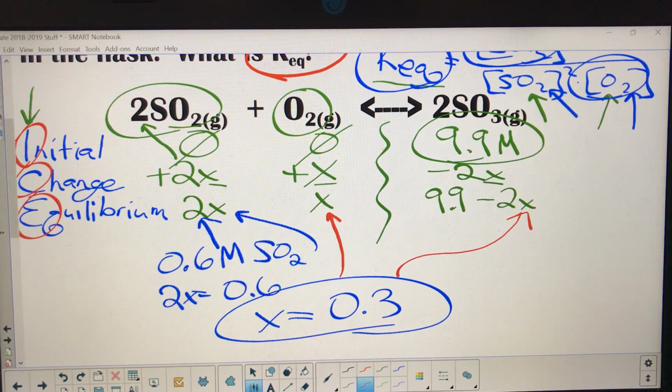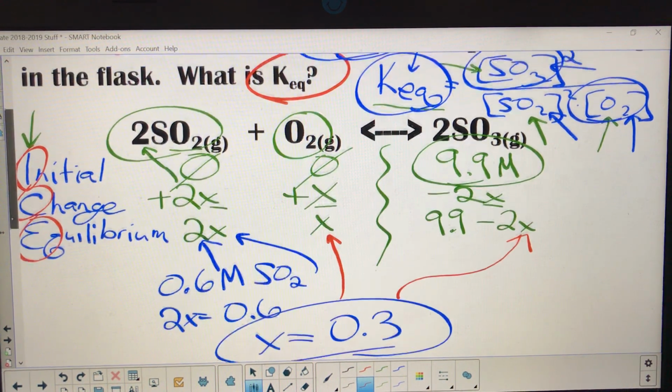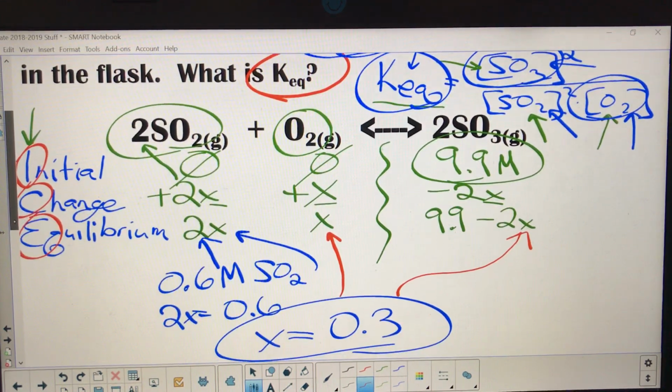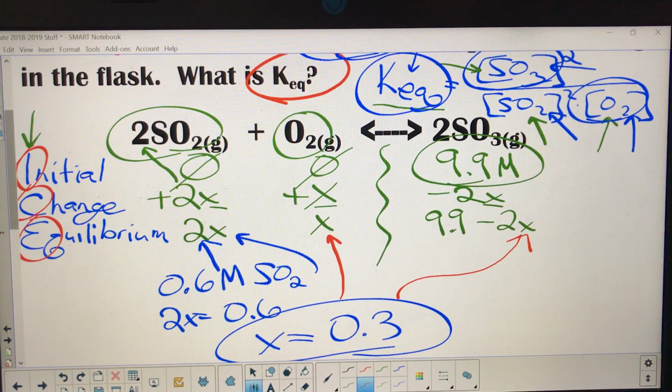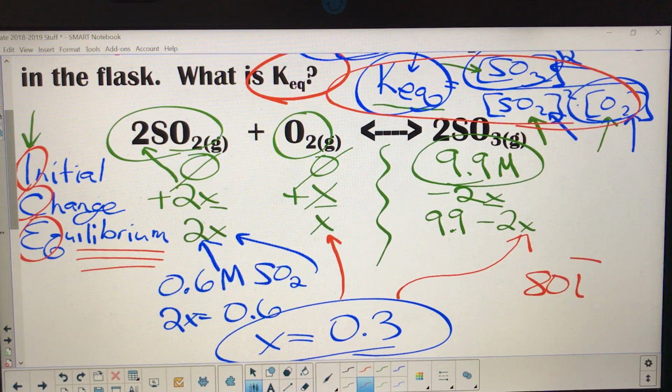Using an ICE table is not the only way to do these problems, but I do think it is the easiest. We're going to do a couple more. I will post another video of another example of this, but you can definitely see that once you solve for your equilibrium concentrations, you plug them in up here to your expression, and you will be done. I think the answer for this was 801. Great.